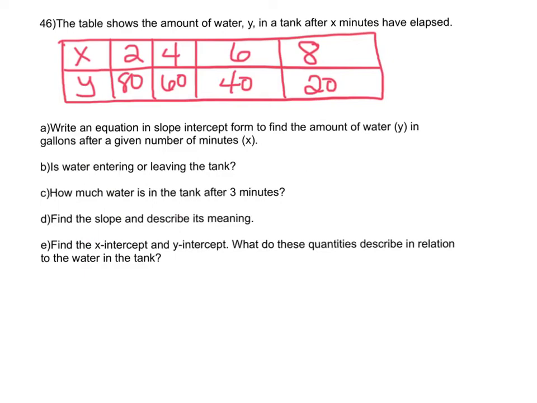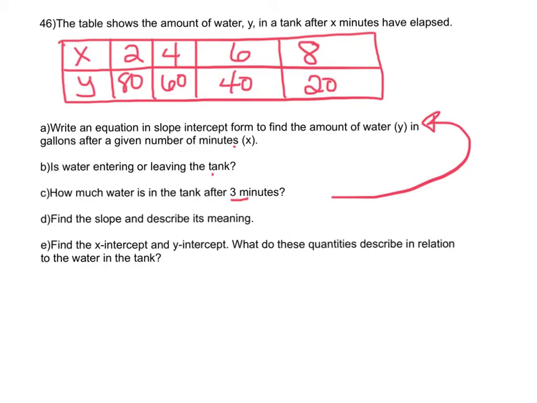So take a look back at number 36, follow the directions, that'll give you what A is, and then you have to interpret: is water entering or leaving the tank, and how much water is left in the tank after 3 minutes? Basically, what you're just going to do is use this 3 minutes in the equation that you have in part A. Find the slope, describe its meaning. That slope will be given to you in part A.